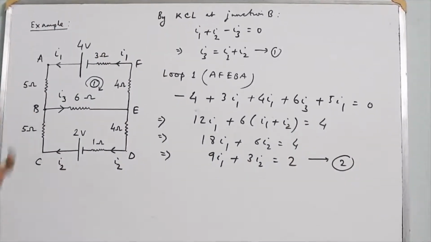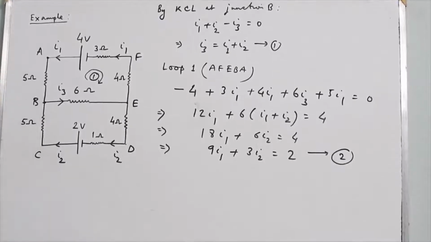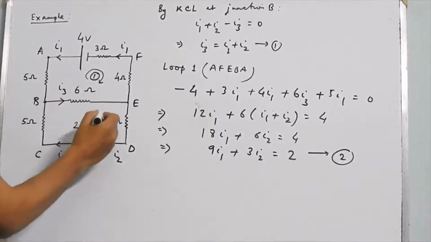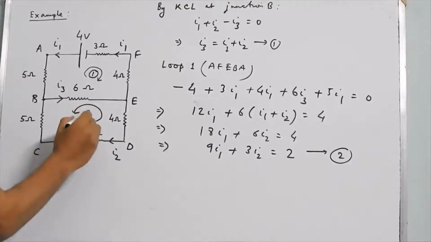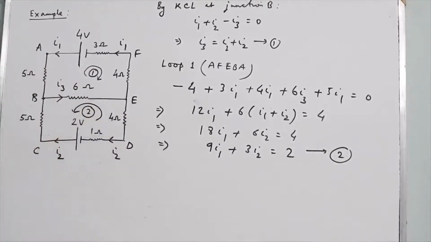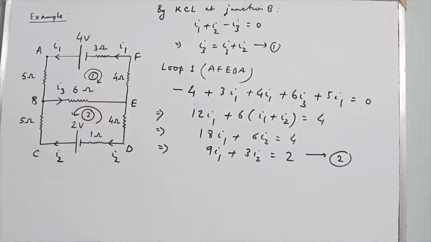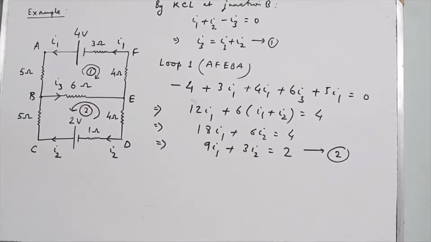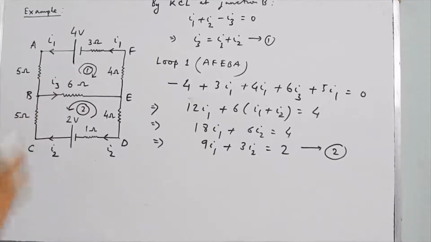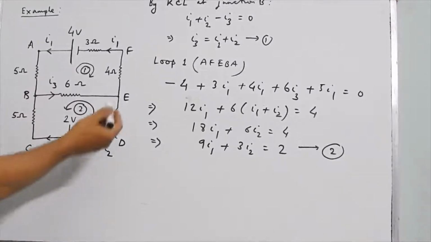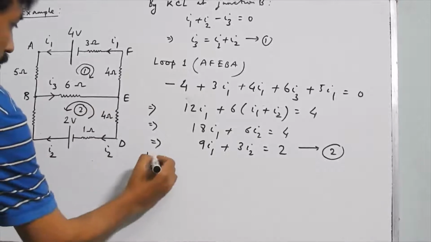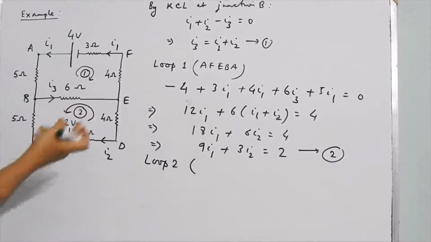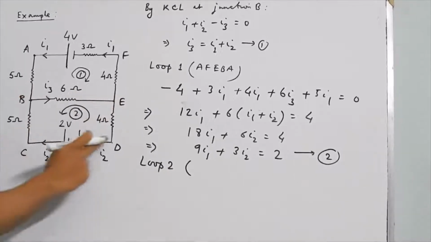Now let me apply KVL in another loop. Suppose in this loop, let me now follow the anti-clockwise manner. This is loop 2. Let me move in an anti-clockwise manner. Clockwise or anti-clockwise, this is purely a choice. You can do anything, but I have to apply the proper convention only. So let me move in this direction in loop 2. So loop 2 will be B, C, D, E, B.